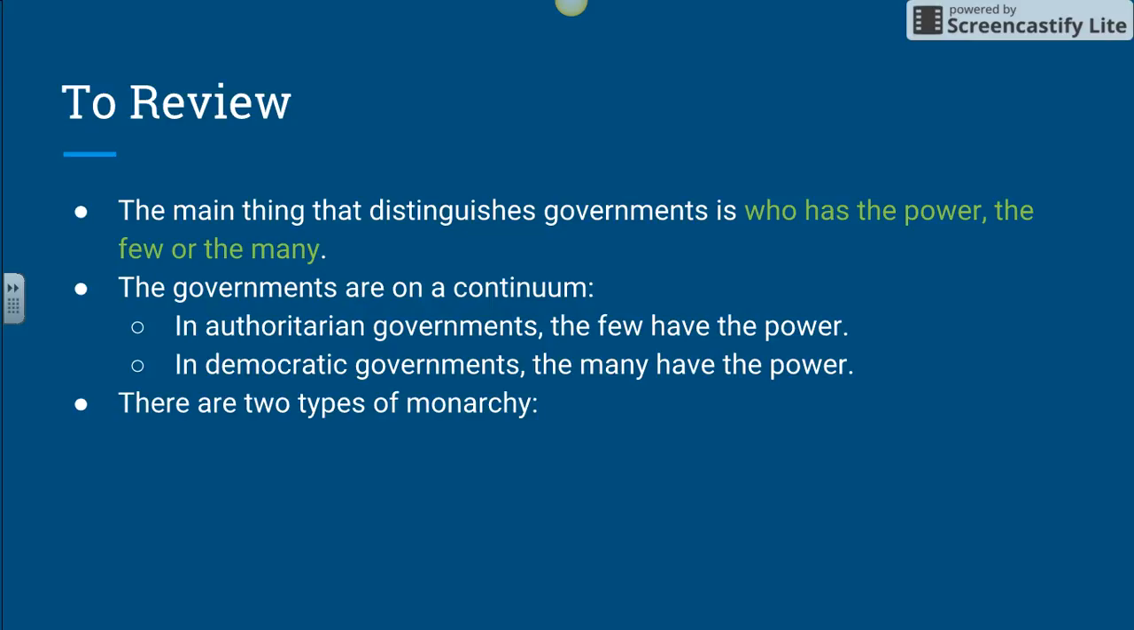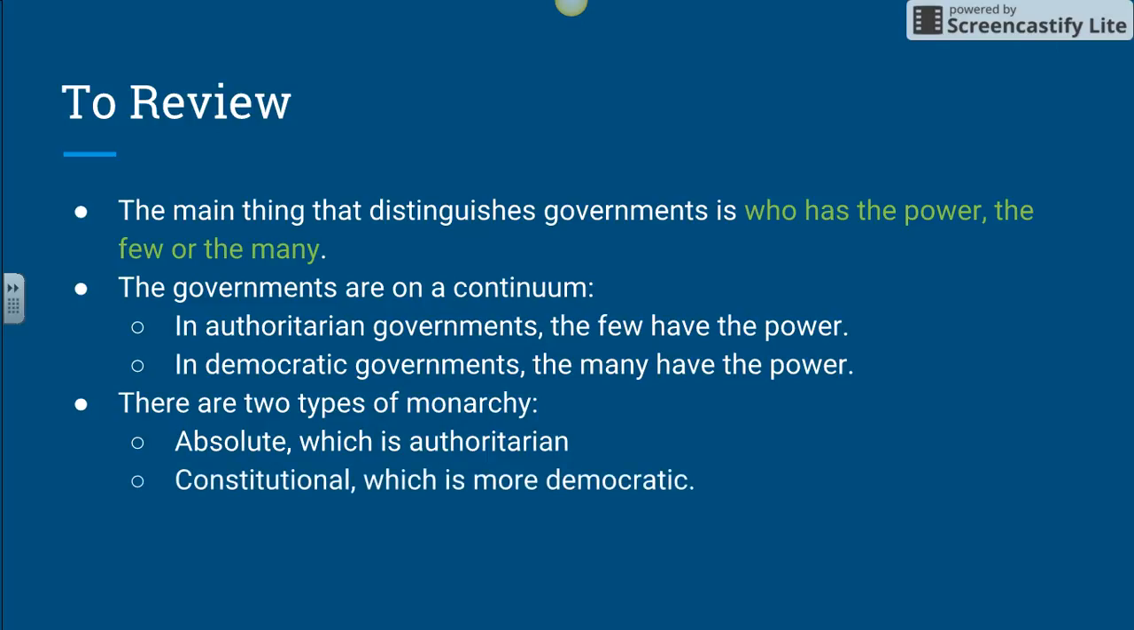There are two types of monarchy. Absolute monarchy, which is authoritarian, and constitutional monarchy, which is more democratic. That's our lesson for today.